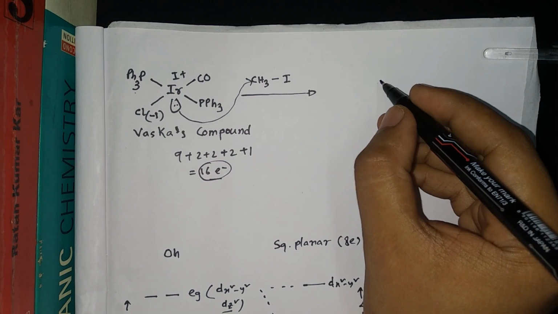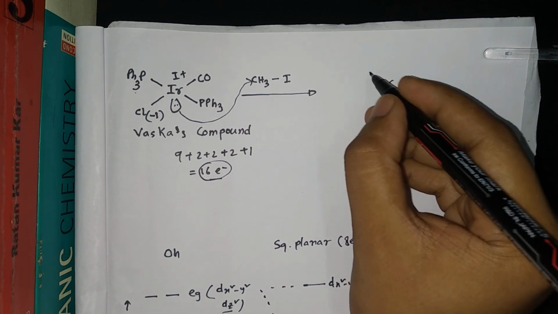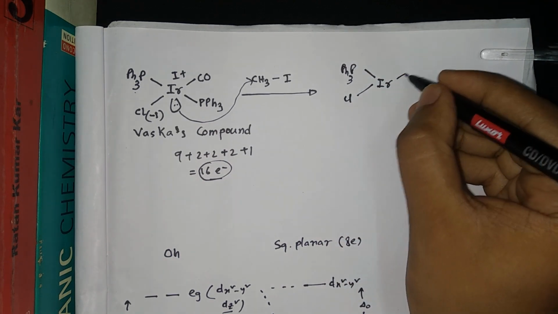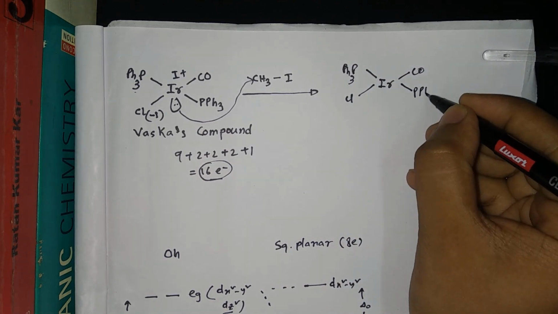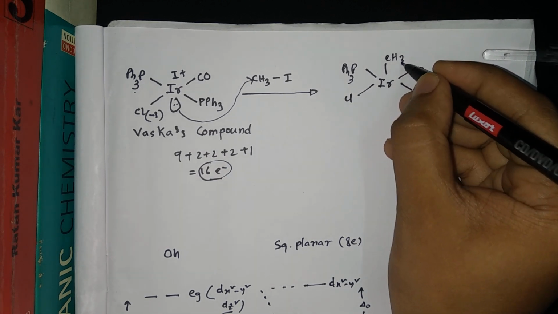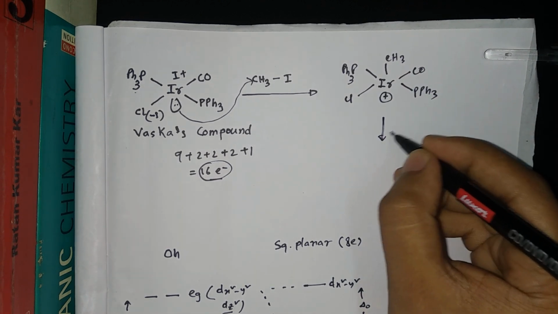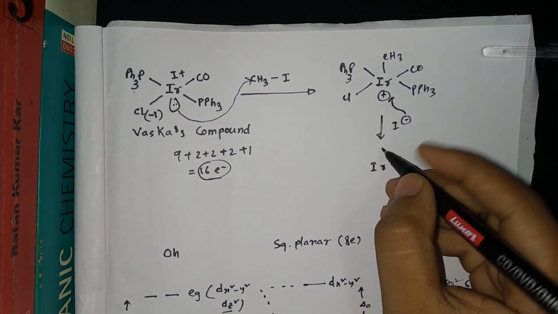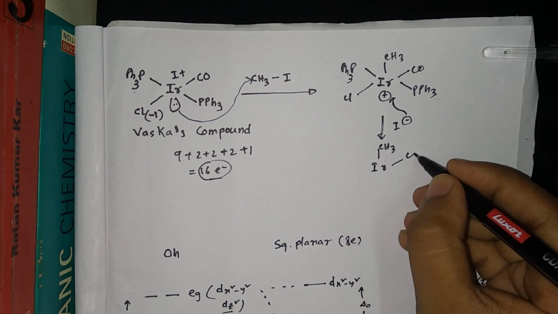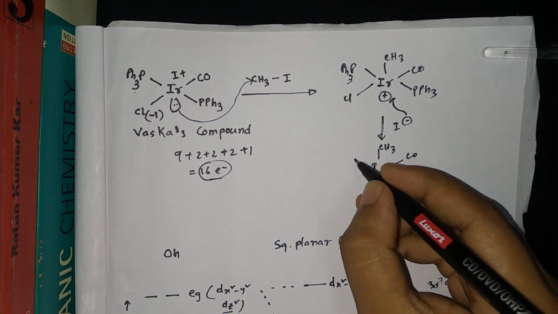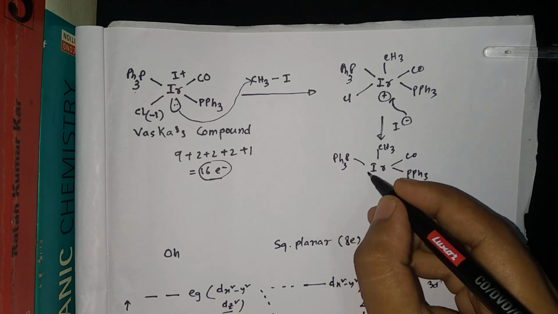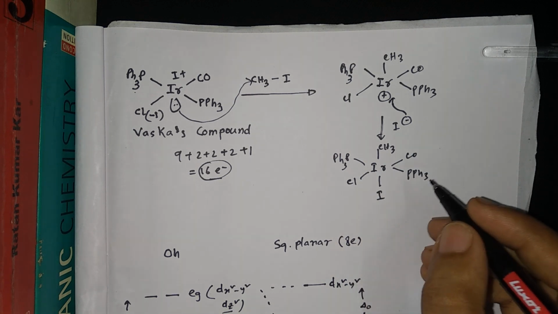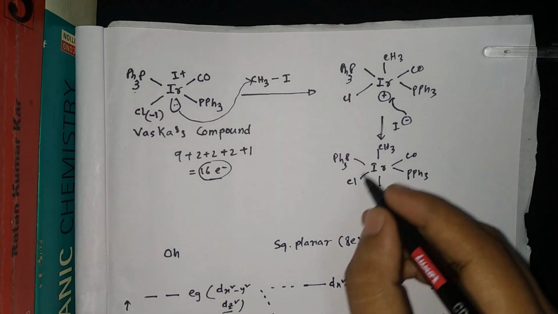It will first form the iridium with PPh3, Cl and CO, PPh3, and here CH3, and a positive charge will come on the metal, and the I minus will react from the back side and form this complex. The CH3 is there, CO, PPh3 and Cl, and here the I. This is the complex which will form, and this is an octahedral complex because 6 ligands are there.